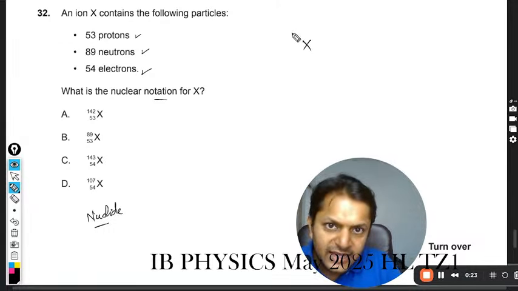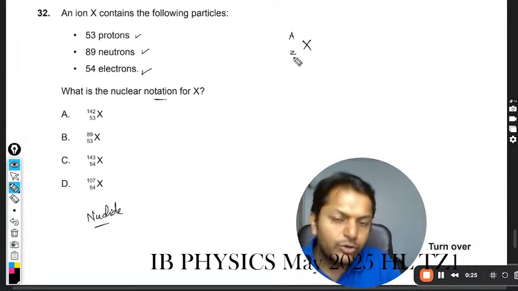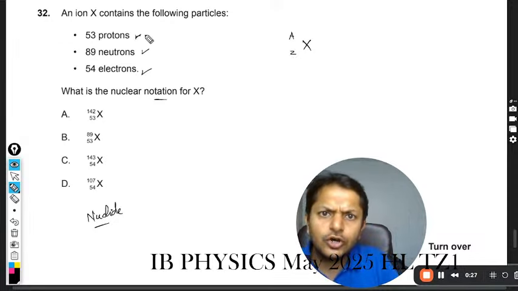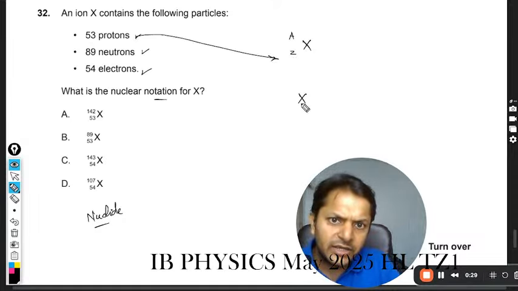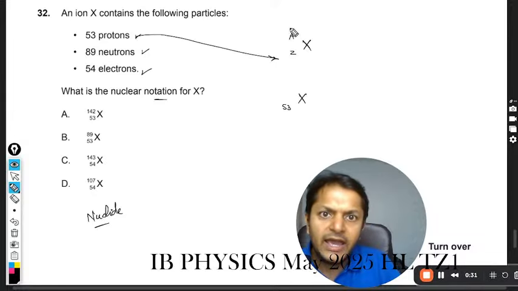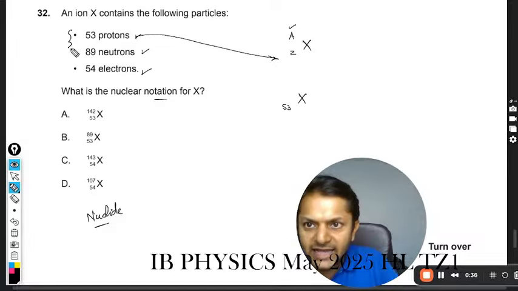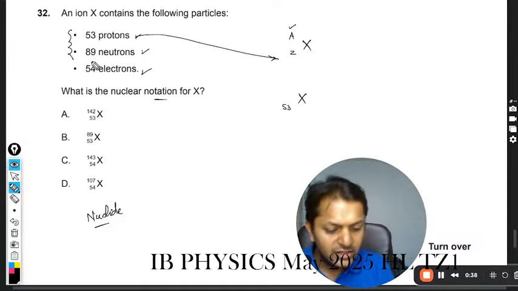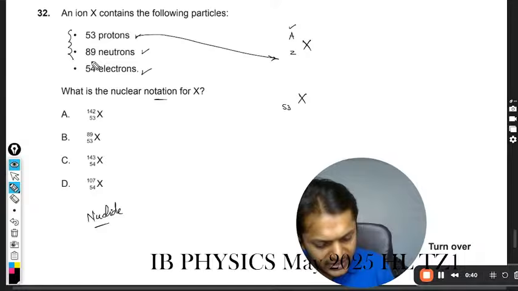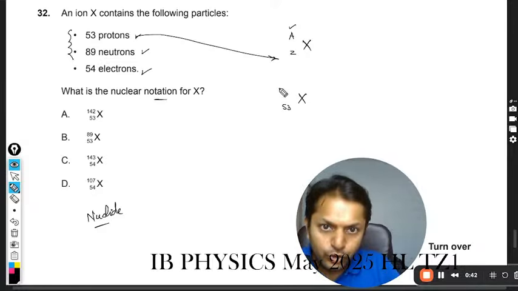So X, A, and Z. Z is the number of protons, like the proton number. So directly 53 will be coming here. There is no doubt about it. A is the mass number, which is the total of the number of protons and number of neutrons. And that is 53 plus 89. So 53 plus 89 comes out to be 142.